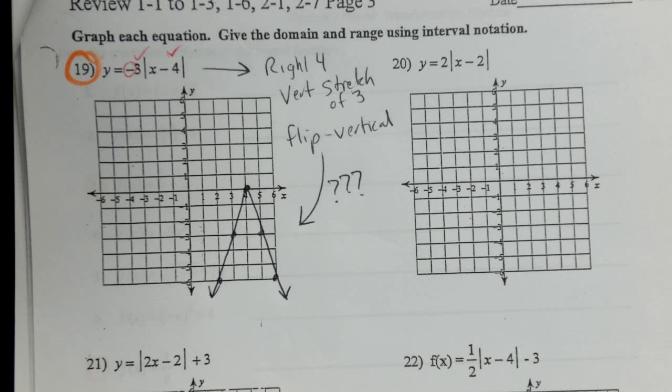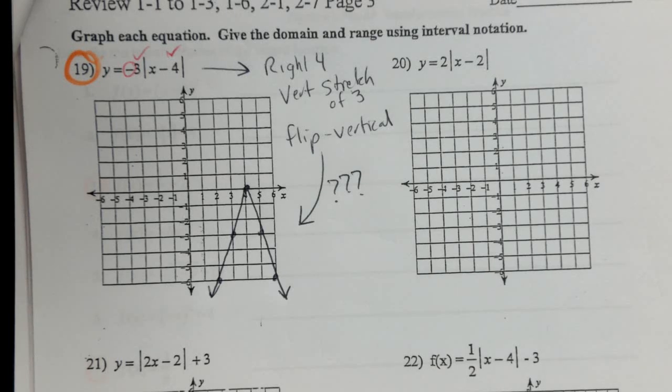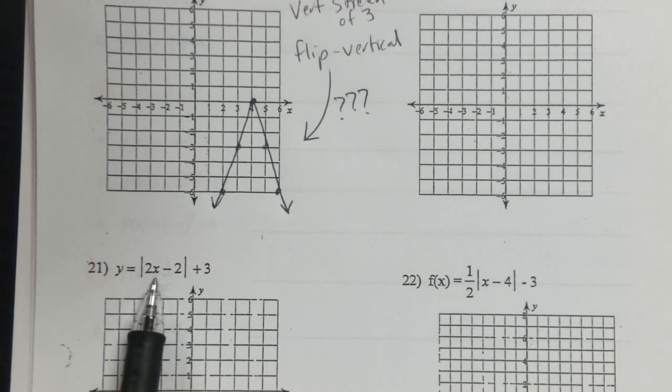Wait, how do you know when it's a vertical stretch and a horizontal one? Somebody answer that. How did Carter know it was a vertical stretch, not a horizontal one? It's outside of the absolute value. Because it's outside the x stuff. If it had been inside, we don't like doing inside ones. We usually just pull them out front and make them outside ones.